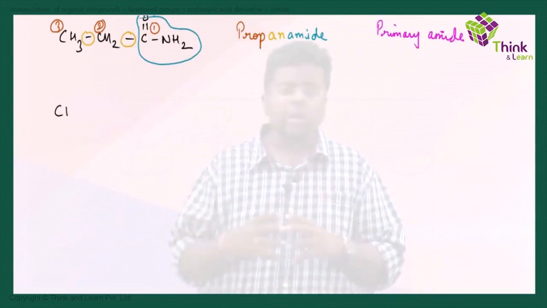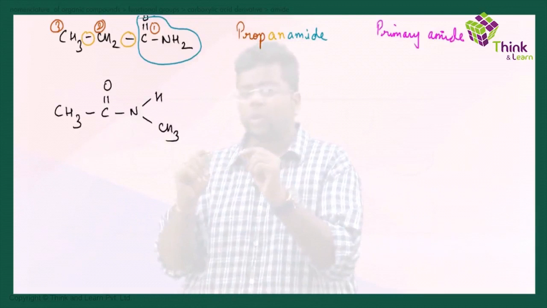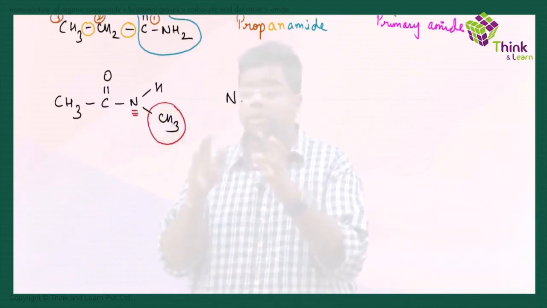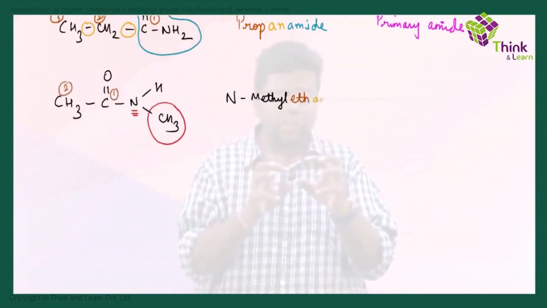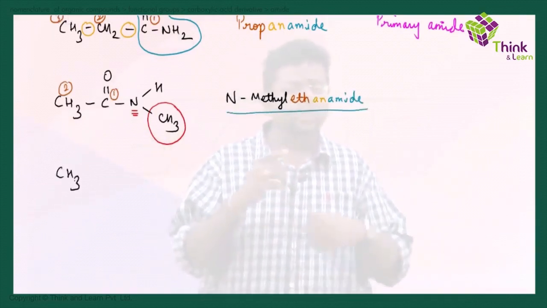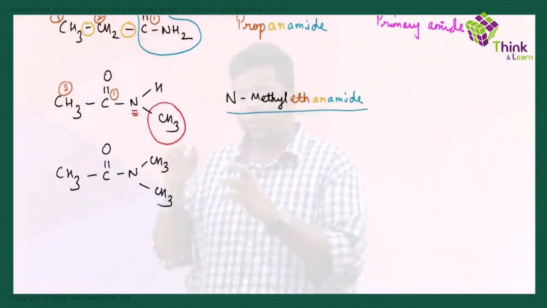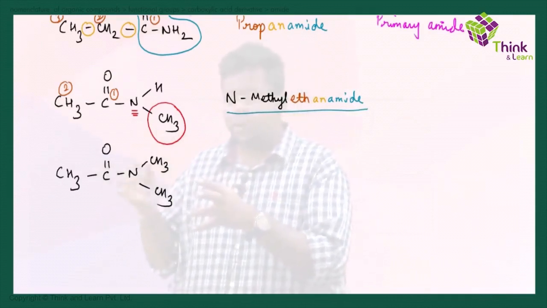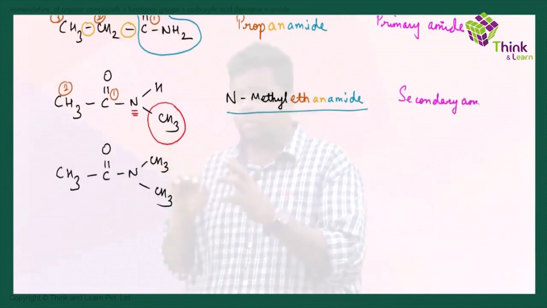Now, if I replace one hydrogen with, say, a methyl group, this is what I get. So what should be the name over here? Remember that CH3 is connected to N and not the parent chain, so it will be N-methyl. There are two carbons, so this would be called N-methyl ethanamide. Let's take one more example. Now, if we take another example, I'll replace the hydrogen with another CH3. So this is what I get. Over here, this was a secondary amide and this is a tertiary amide.